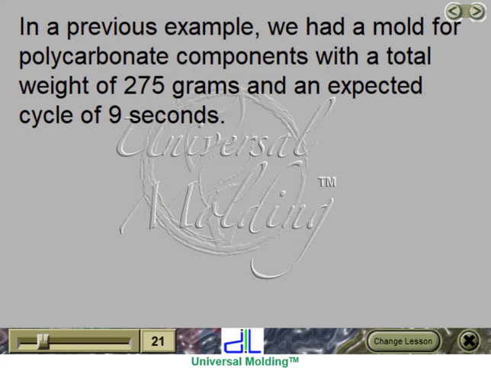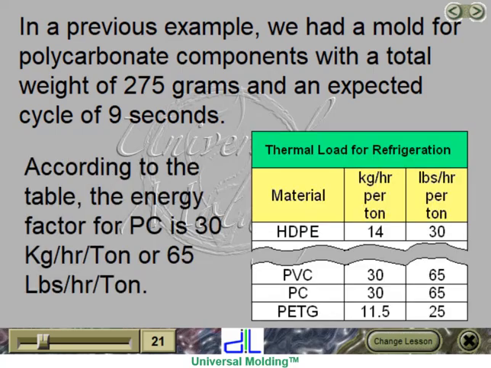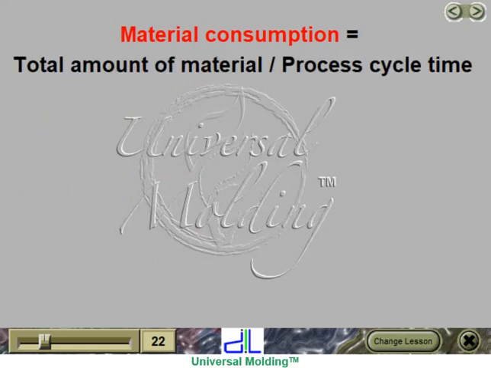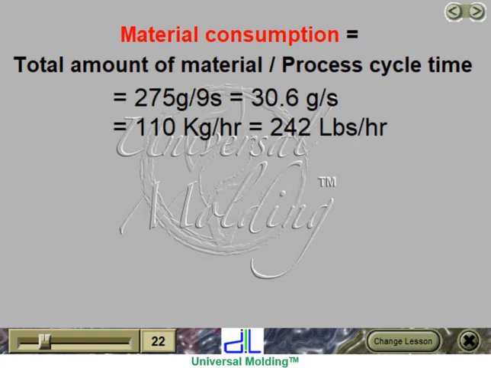In a previous example, we had a mold for polycarbonate components with a total weight of 275 grams and an expected cycle of 9 seconds. According to the table, the energy factor for PC is 30 kilograms per hour per ton, or 65 pounds per hour per ton. Material consumption is equal to total amount of material divided by process cycle time. In this case, it equals 110 kilograms per hour, or 242 pounds per hour.